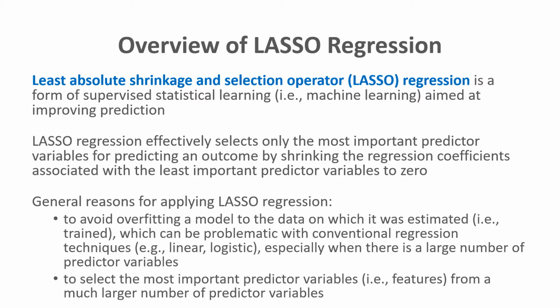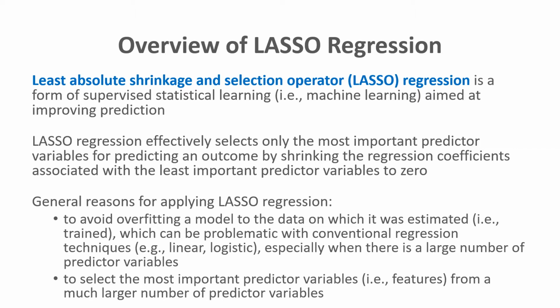Now, the second reason for applying lasso regression is that, as I mentioned before, it can be used to select the most important predictor variables, which in this context are often referred to as features. And so sometimes this is called feature selection as part of lasso regression. And so again, if you have a large number of predictor variables, let's say 20 or 30 or more, sometimes this could be used in different settings where you might have hundreds of predictor variables. This can be a really useful technique in terms of culling down that number of predictor variables and identifying only those that are most important for predicting the particular outcome.